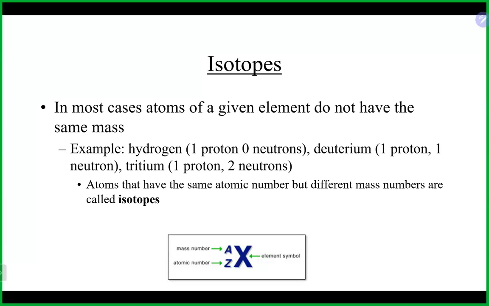And that's the one violation of Dalton's atomic theory, which is that they are the same element, but their atoms are not identical because these isotopes have different numbers of neutrons. An example is hydrogen. Hydrogen has one proton, no neutrons. Deuterium, which is sometimes referred to as heavy hydrogen, has one proton and one neutron. And tritium, which is like the radioactive version of hydrogen, has one proton and two neutrons.